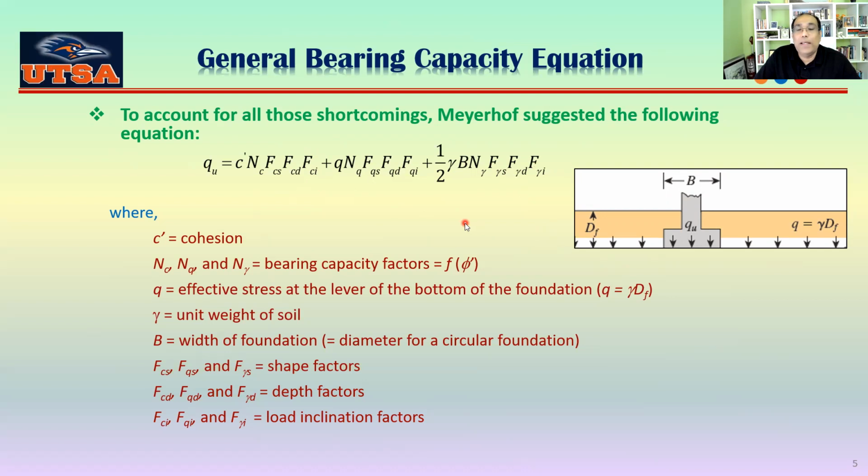Similarly, he added Fci, Fqi, and F gamma i. These are the load inclination factors. So if there is any inclined load, then basically you have to find out these factors. Now, if your foundation is a strip foundation, then all of your shape factors would be 1. Similarly, if you don't have an inclined load, then your inclination factors would also be 1.